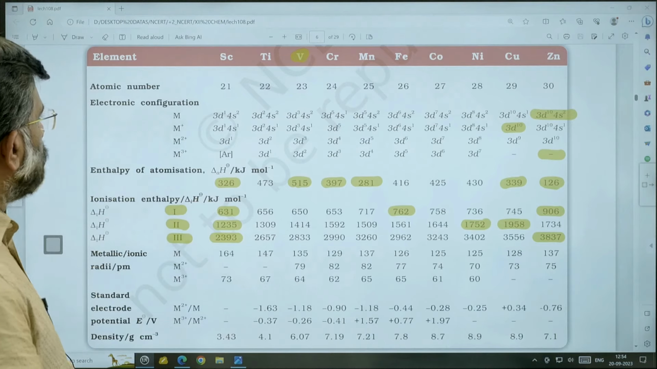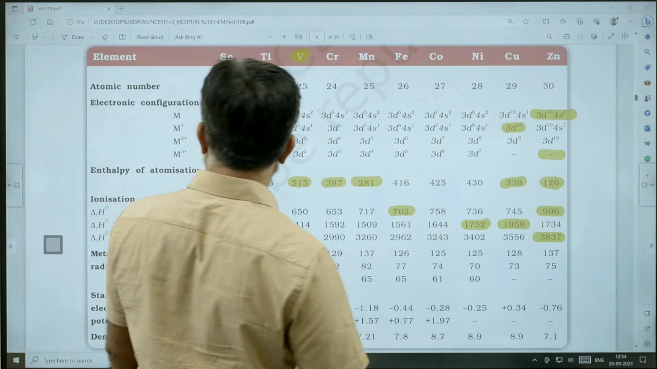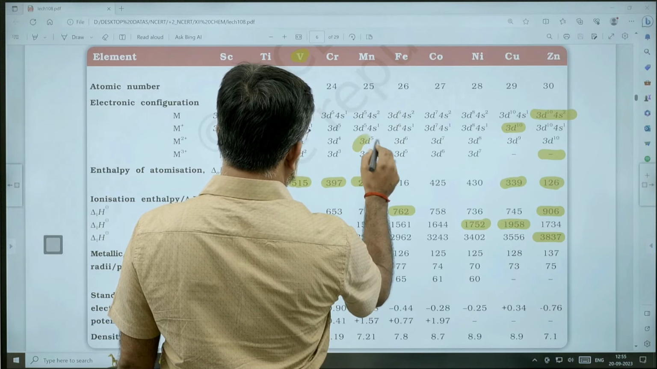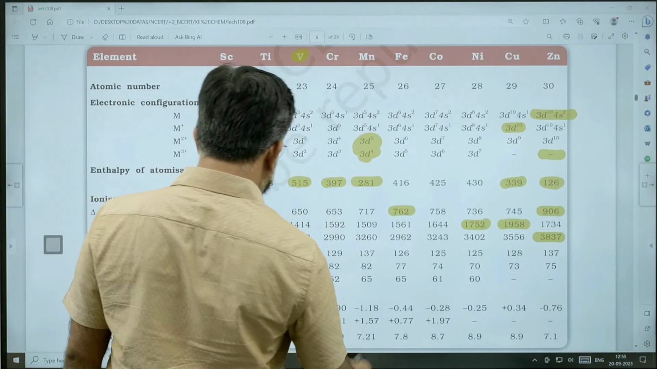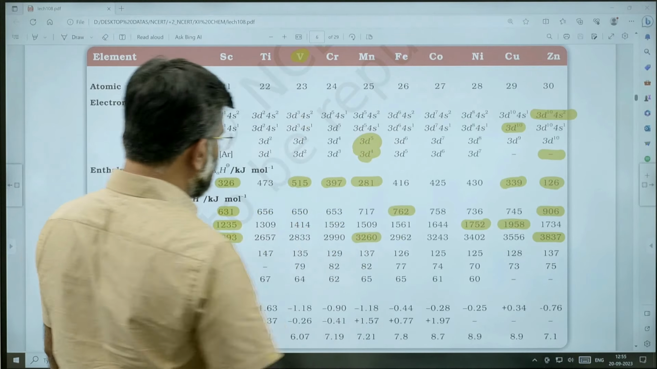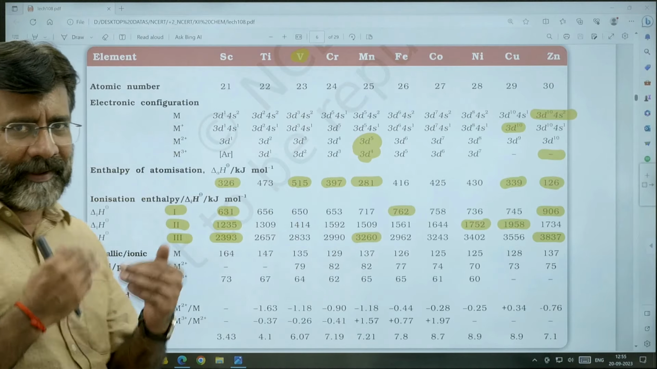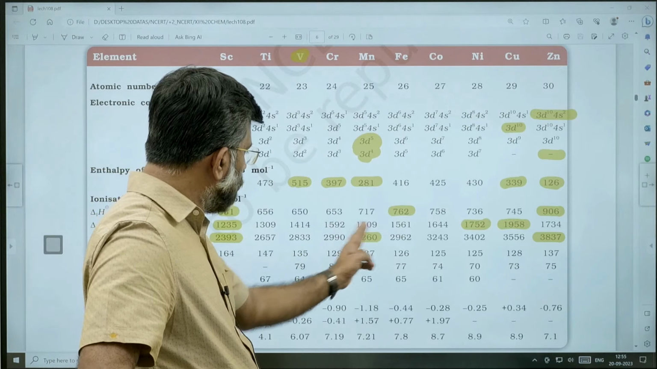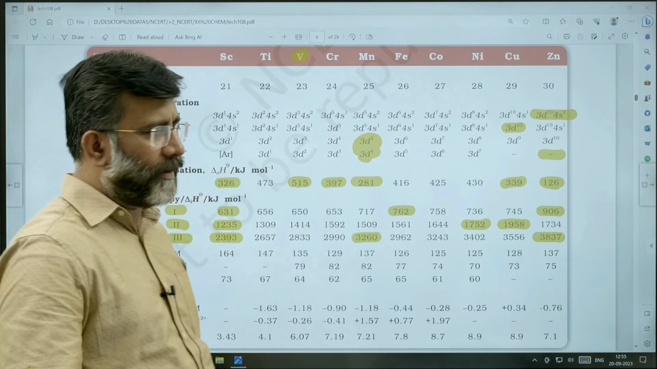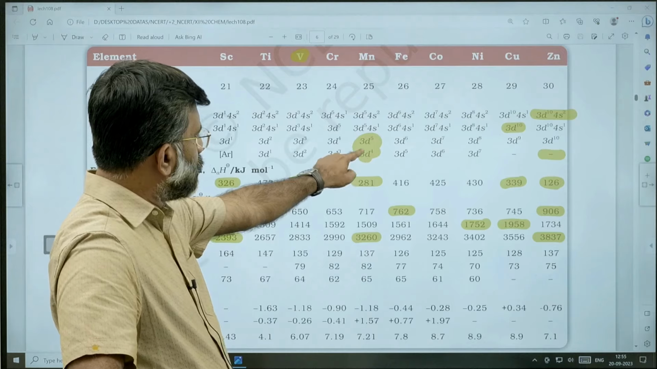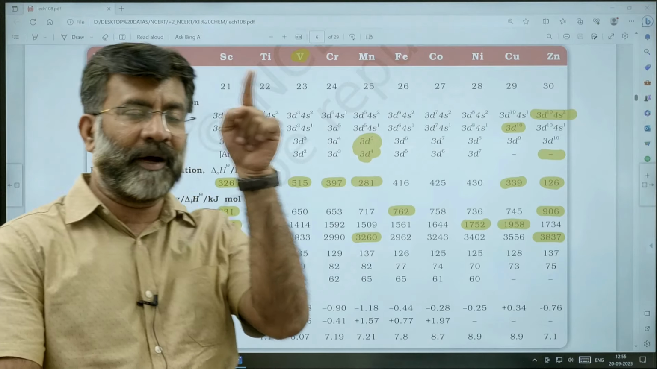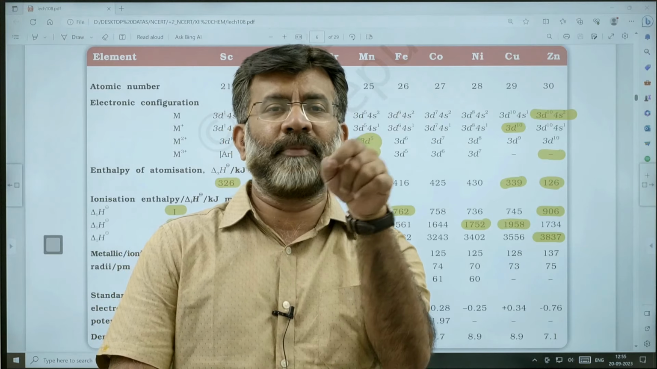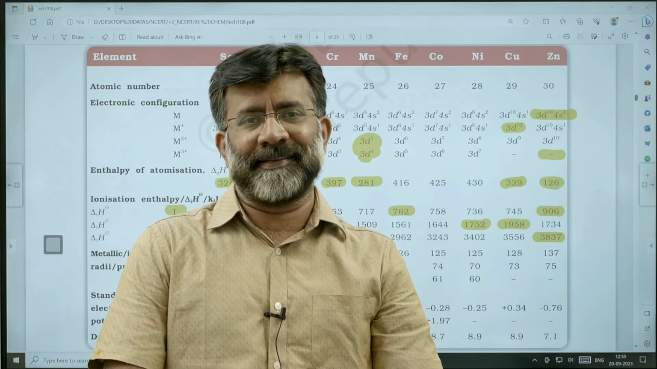Can you just try to visualize: the third value for manganese is pretty high compared to what we expect. You see, it is 3260, very high compared to the nearby values, because third electron removal is tough as you have a 3d5 system. Removing an electron from 3d5 will require more energy, right?